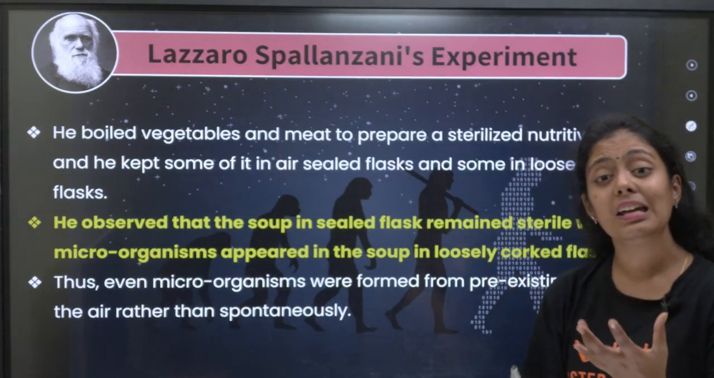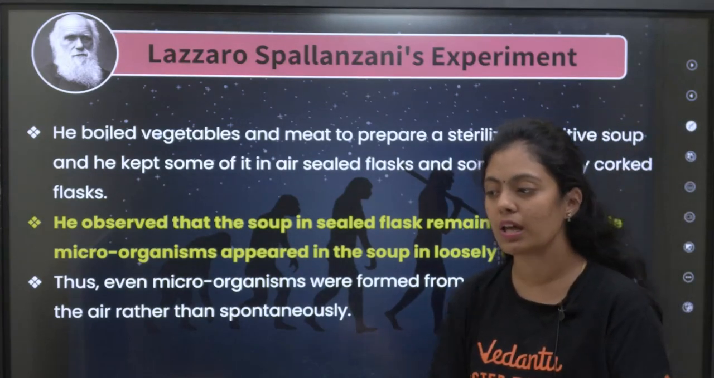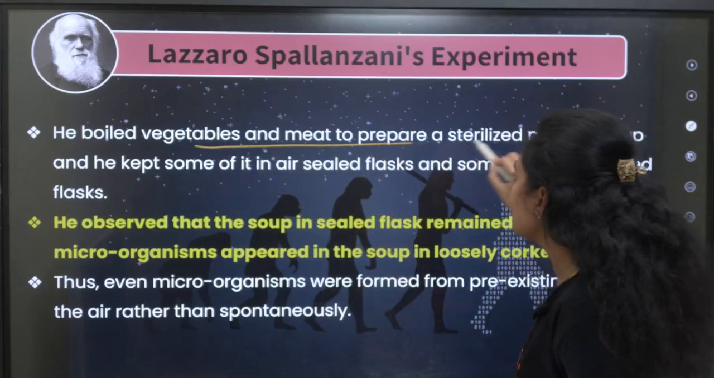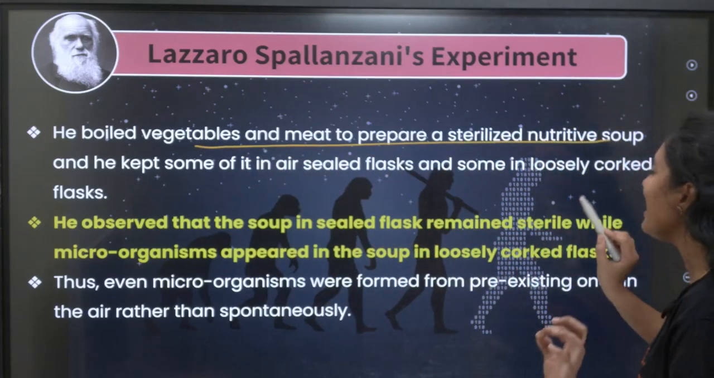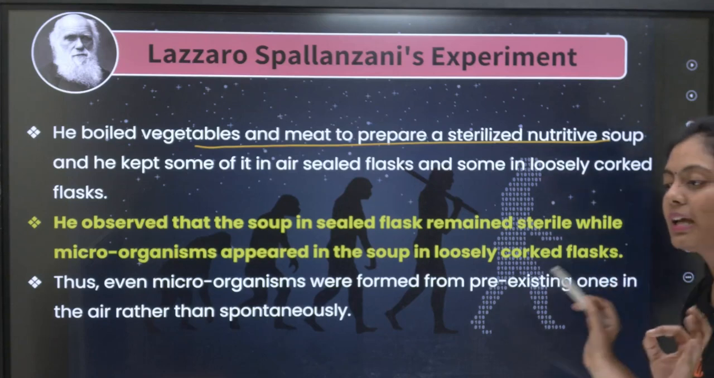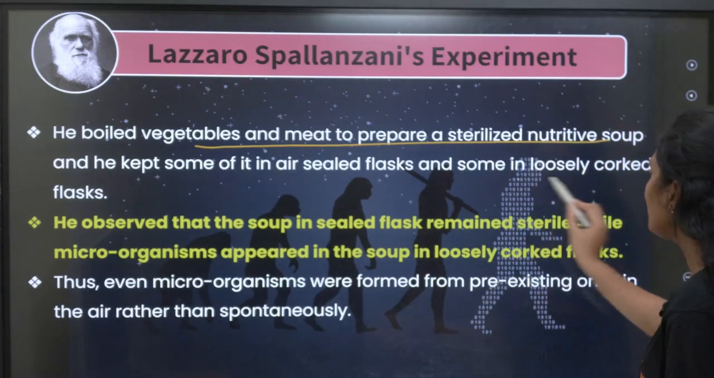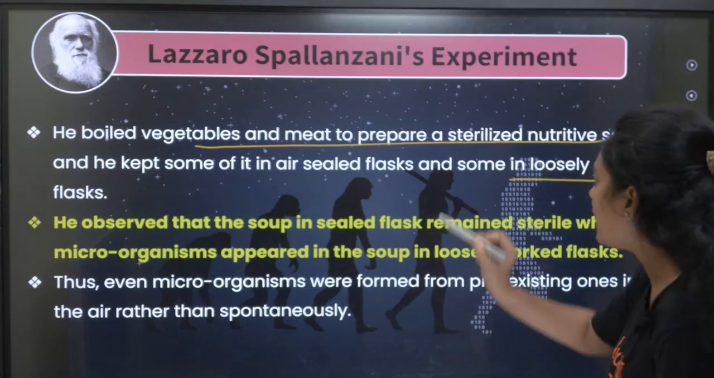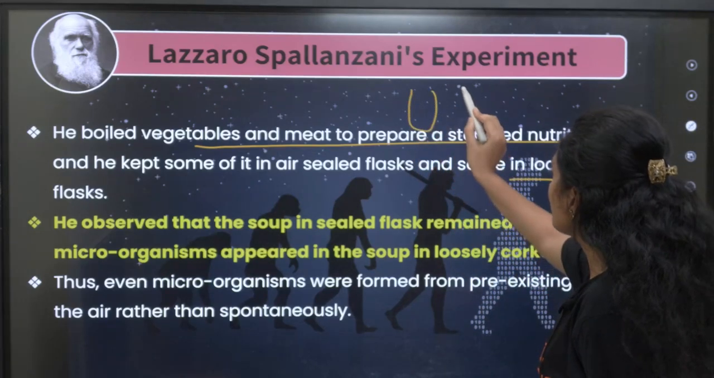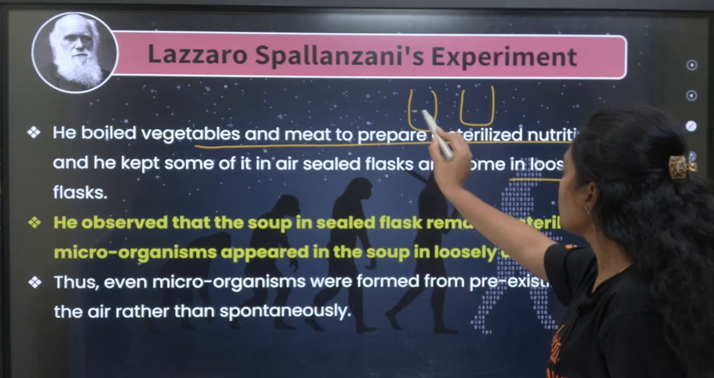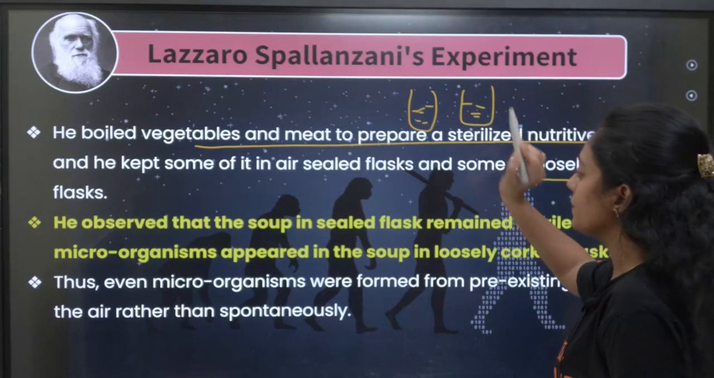What did Spallanzani do? He prepared soup. He boiled vegetables and meat to prepare a sterilized nutritive soup, and he kept some of it in an air-sealed flask and some of it in a loosely corked flask. This time he took soup. There is soup here, and soup here.